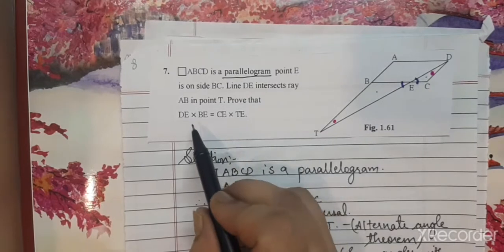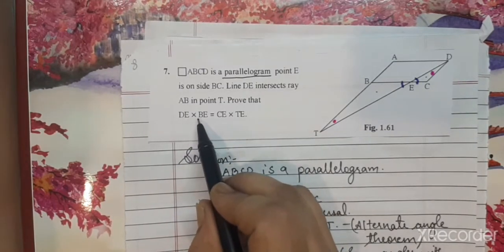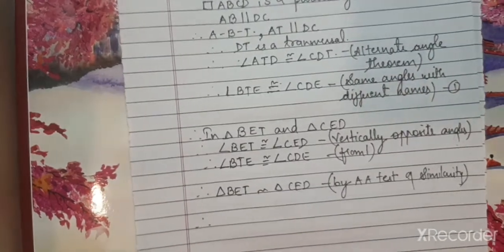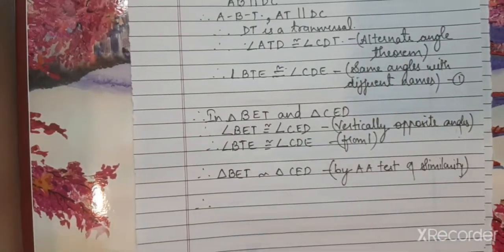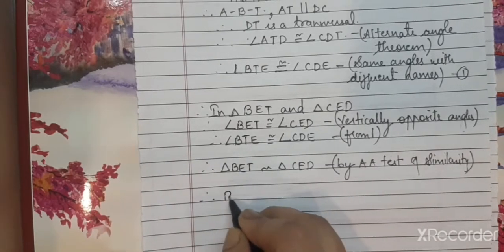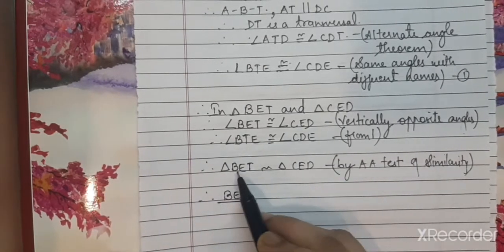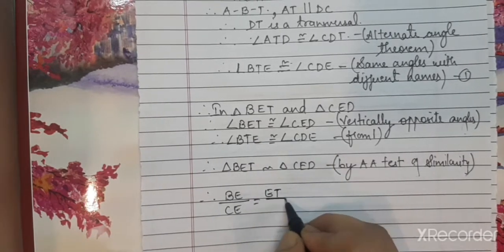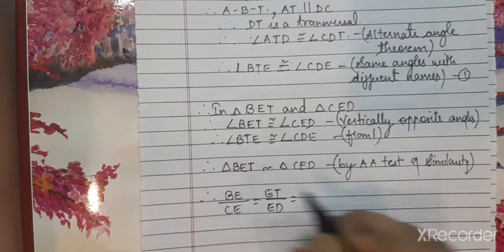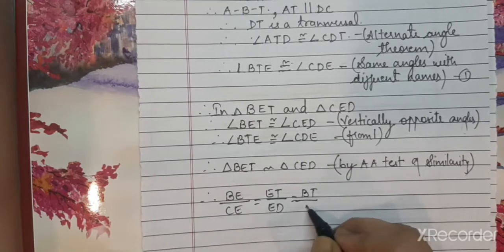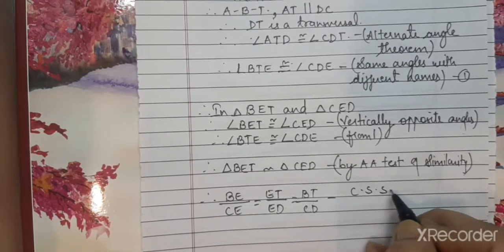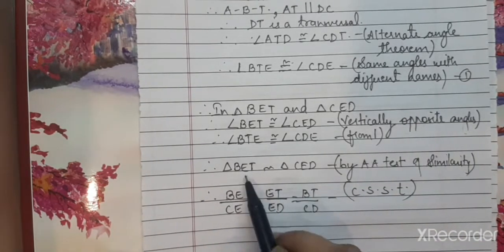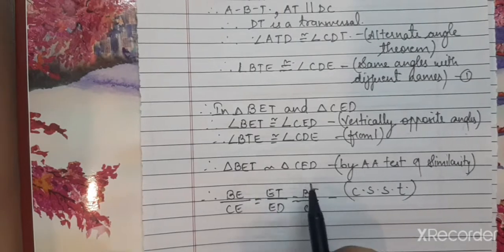Now, which sides do we want here? DE, CE and TE. Only those sides we will take in proportion. If you want, we can write all three and then select the two. Even that is okay. So, we will do that only. BE upon CE, so there is no confusion, ET upon ED. And last is BT upon CD. Corresponding sides of similar triangles. So, I have taken all the three sides: BE upon CE, ET upon ED and BT upon CD.